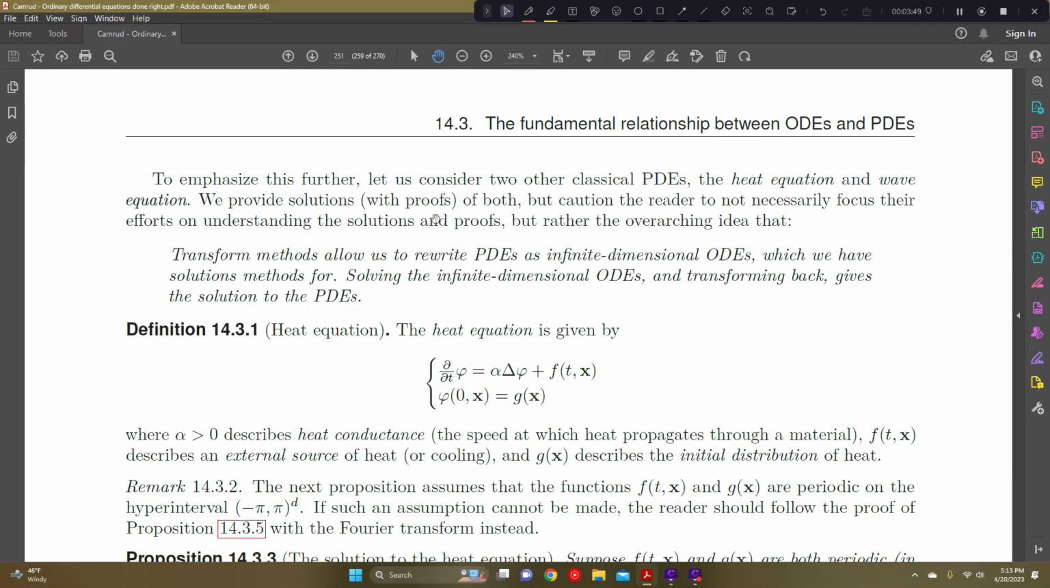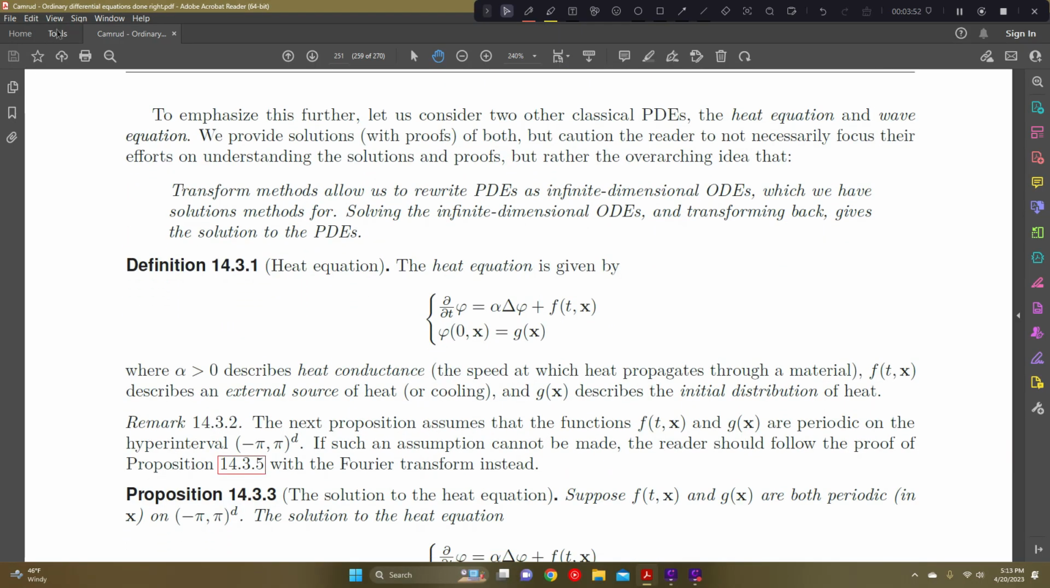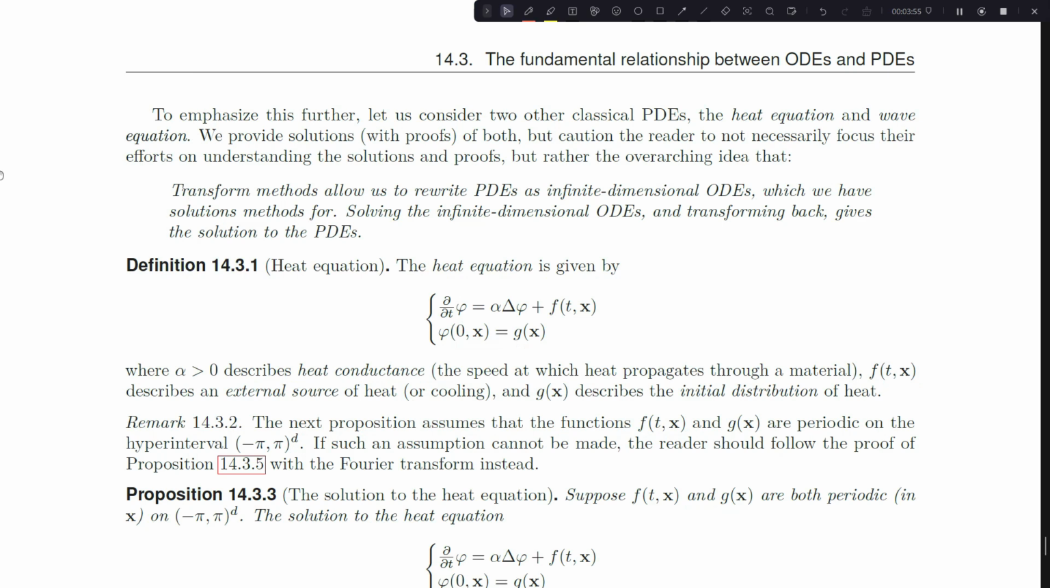But the point of this section is that transform methods, we're talking the Fourier and Laplace transforms that we've covered, and then we covered those in chapters 8 and 9. So chapters 8 and 9, when we had transform methods, Fourier series, the power series transform, these transform methods actually allow us to rewrite PDEs as infinite dimensional ODEs. Okay, and that's something that's kind of important here, because it means that when we have a linear PDE, we can reinterpret it as an infinite dimensional linear ODE.